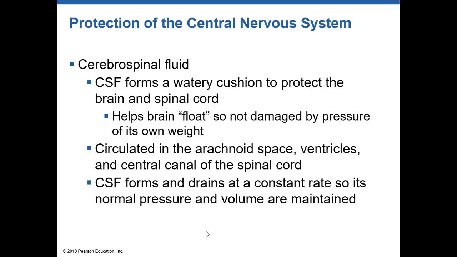Now, your cerebrospinal fluid, what's the function of it? It forms that cushion to protect your brain and spinal cord. In other words, it helps your brain float so it's not damaged by pressure of its own weight. Now, it's circulated through this arachnoid space, which is part of your meninges, through the ventricles of your brain, and even down to the central canal of your spinal cord.